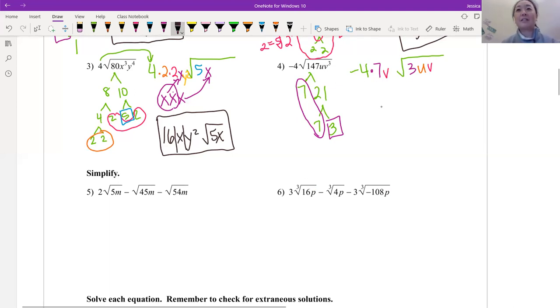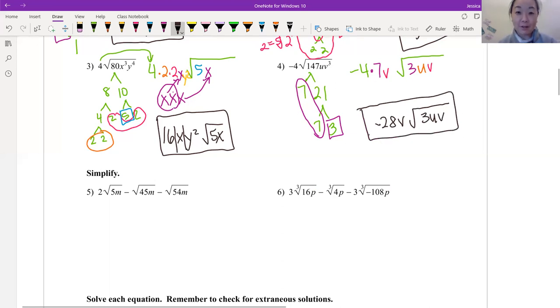All right, so we're gonna clean this up. This is gonna be -28 v square root of 3uv. Do we need to put in absolute values? You thought I was gonna forget, huh? Not around the -28. Remember what I said about numbers, leave the numbers alone. But this v has the potential to be negative, so we're just gonna go boop, just like that. All right, because remember, we are dealing with an even root. All right, enough of that.